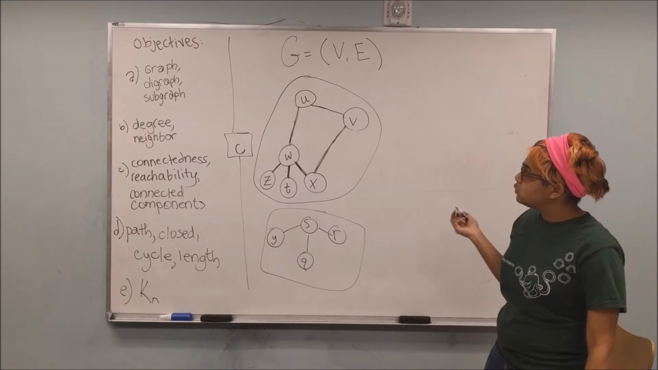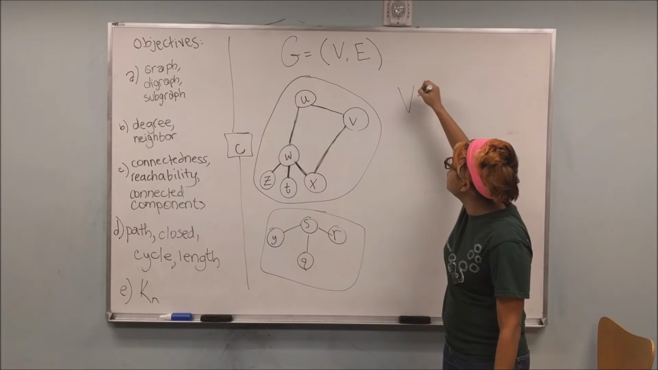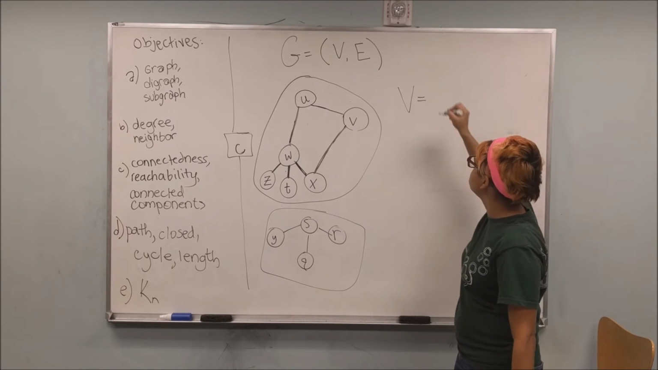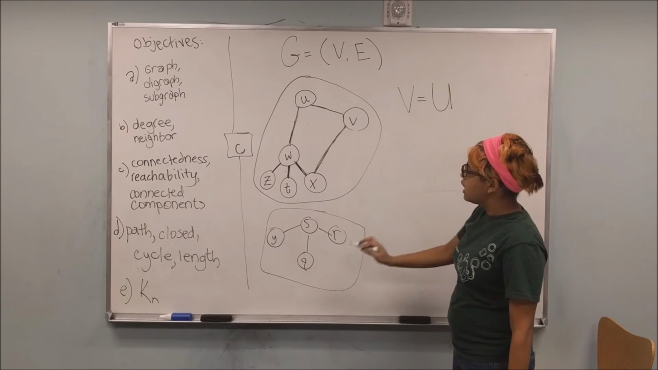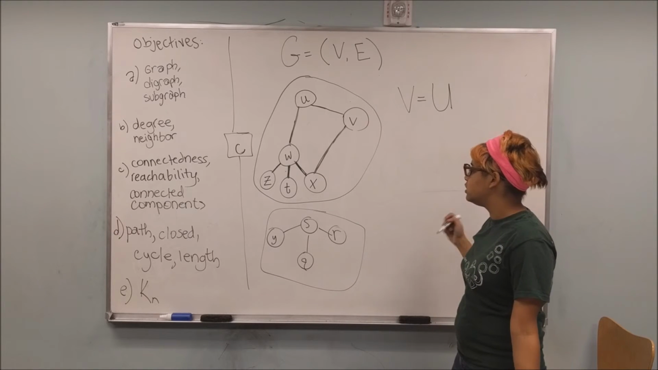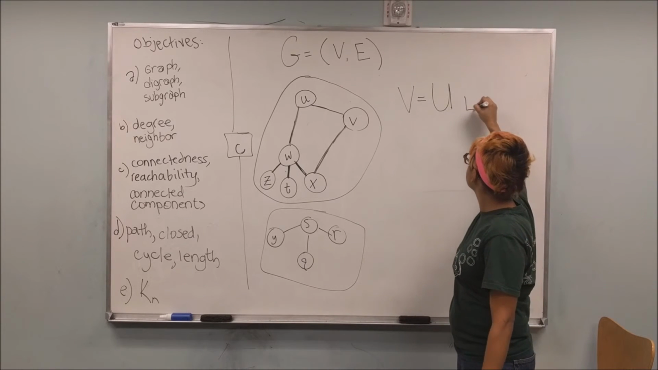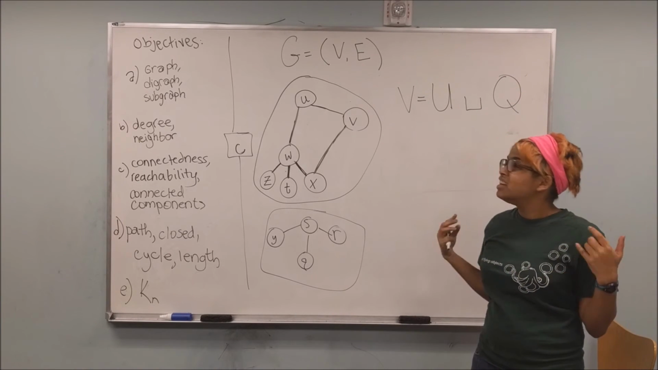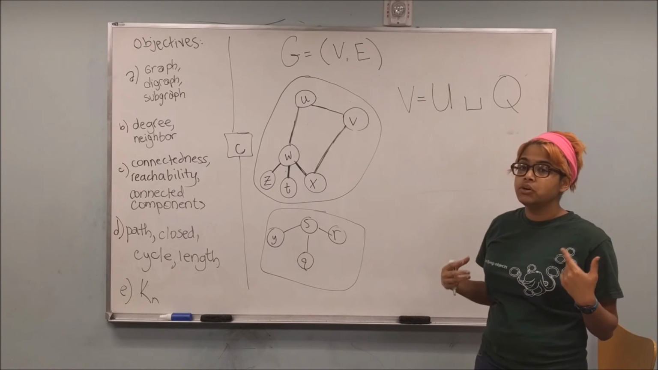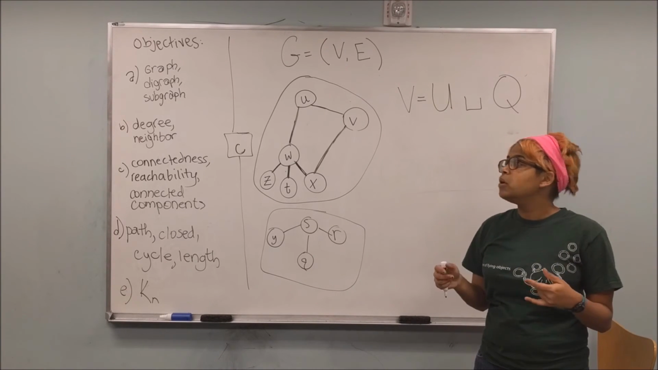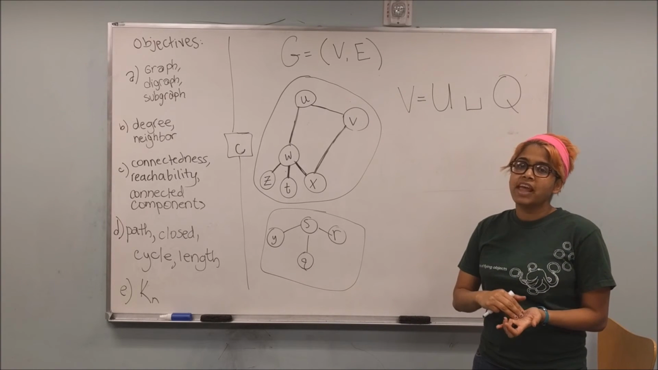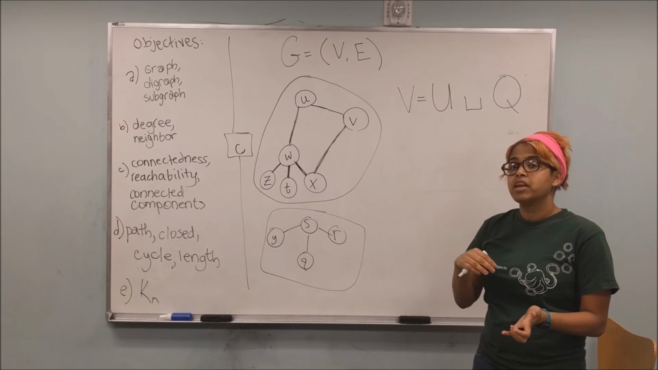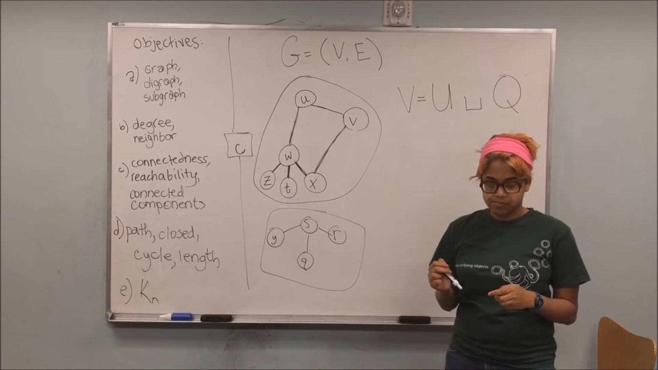So in this case, I wrote V to represent all the vertices. Let's say that the top section is represented by capital U, and the bottom section is represented by Q. So in this case, V is the disjoint union of U and Q, where U and Q are both connected components. And remember, this goes back to our objective A, in which we talked about subgraphs. U is a subgraph of V, and Q is a subgraph of V.